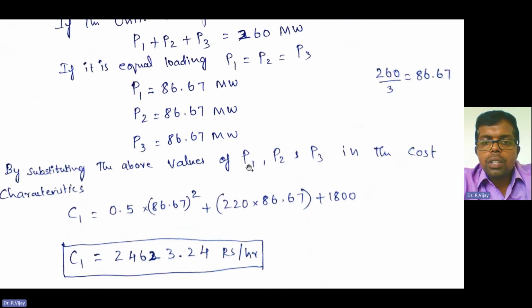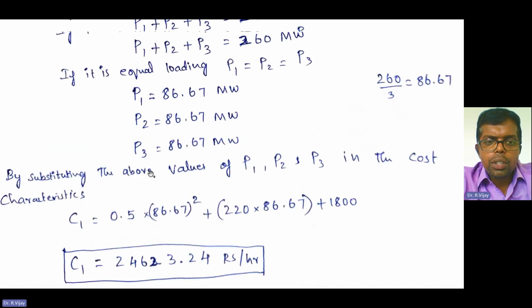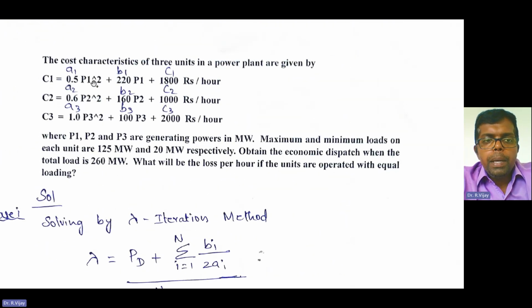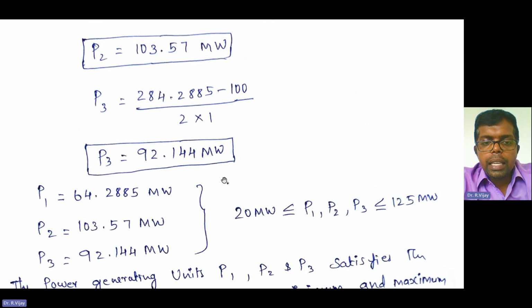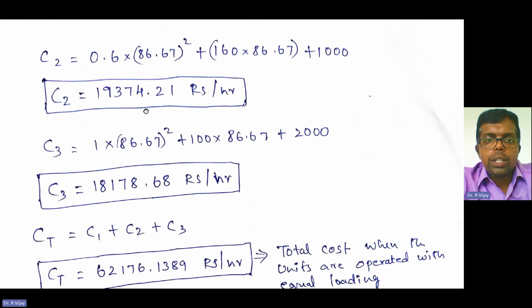By substituting the above values of P1, P2 and P3 in the cost characteristics, we are getting the costs. While substituting in C1, what is the C1 equation given as? C1 is equal to 0.5 P1 square plus 220 P1 plus 1,800 rupees per hour. Here we are substituting P1, whatever we calculated, that is 86.67. So while substituting, we are getting the cost C1 is equal to 24623.24 rupees per hour.